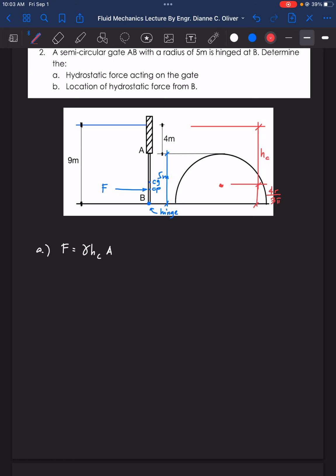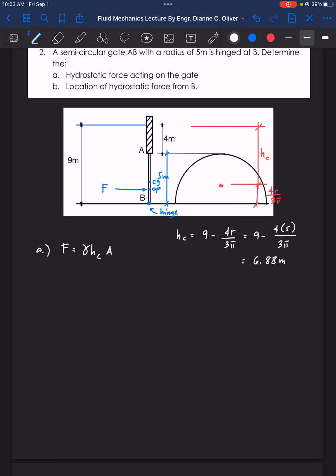So we will now compute HC. HC is equal to 9 minus 4r over 3 pi. That is equal to 9 minus 4 times the radius here, 5 meters, divided by 3 pi. That is equal to 6.88 meters.